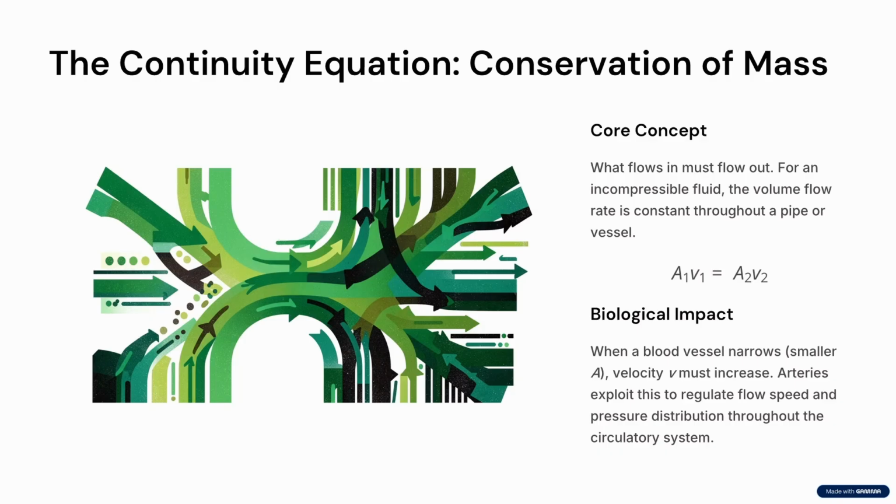Constantly. Arteries are incredibly dynamic structures. They're surrounded by smooth muscle, so they constantly constrict and dilate, intentionally changing their cross-sectional area. So they can regulate the flow speed and distribute blood exactly where the body needs it at any given moment. Precisely. But that sudden increase in speed through a narrow gap comes with a hidden physical cost.